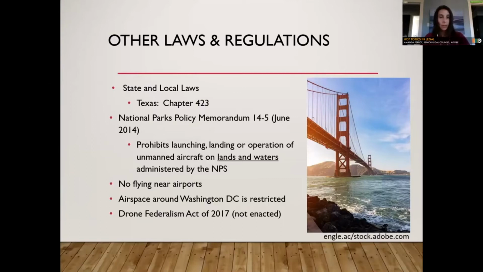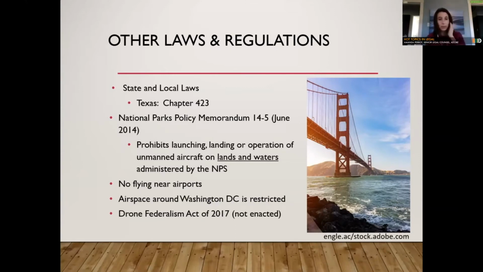There's also the National Parks Policy Memorandum from June 2014. This prohibits the launching, landing, or operation of unmanned aircraft on lands and waters administered by the National Park Service. I'm based in San Francisco, so of course I chose the Golden Gate Bridge, and that's covered. Other things to think about for the National Park Service are classic icons like Mount Rushmore, Yellowstone, Grand Canyon, and the National Mall in DC.